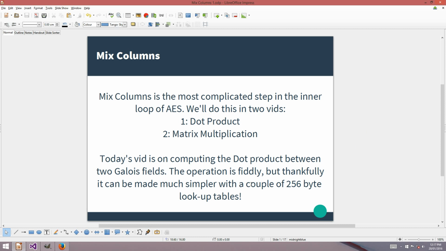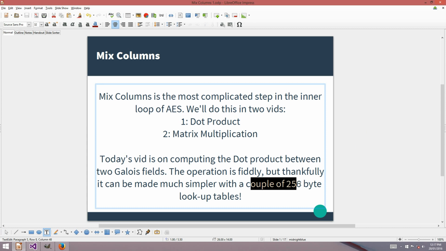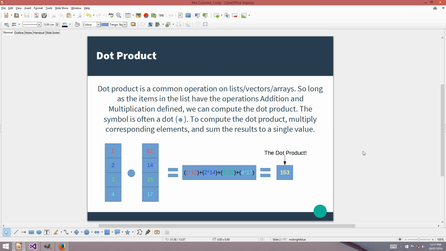I also want you to note that if you're getting confused or bored halfway through, a lot of what we're going through today just becomes a couple of table lookups. So it's really not hard to implement in the end. It's just going to be a few lines of code and a table lookup. Alrighty, so what in the world is a dot product?